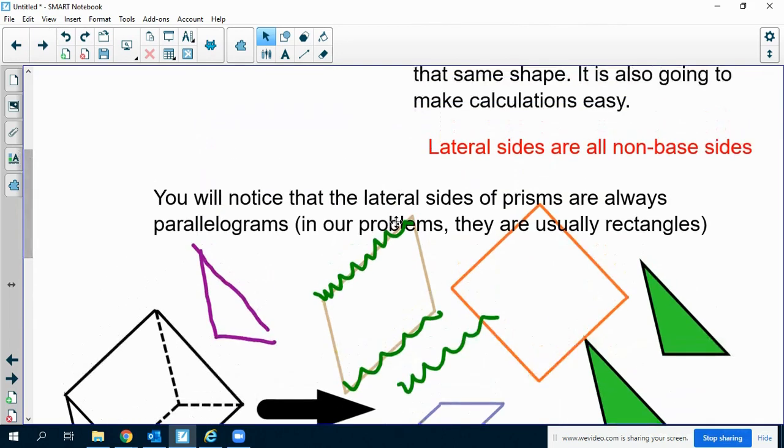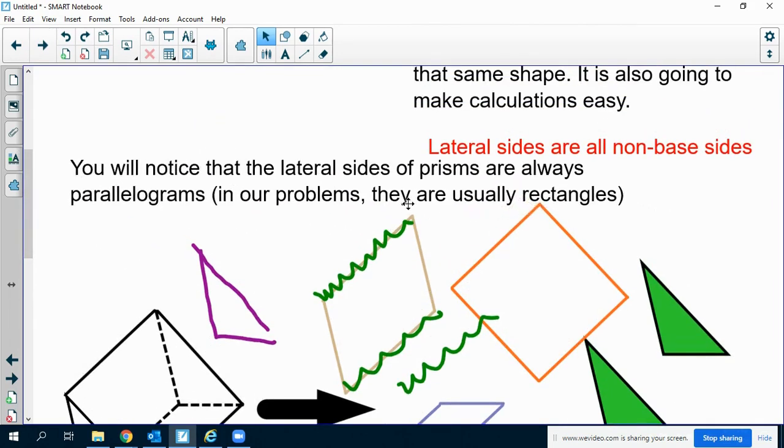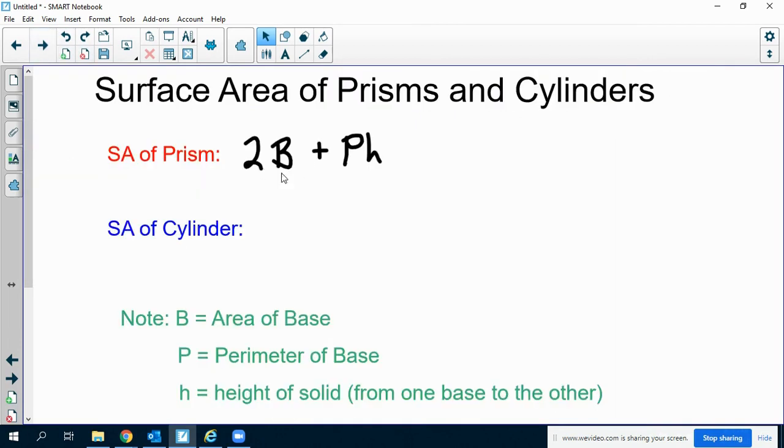Because remember, in these problems, the lateral sides are usually rectangles. So this is actually just a shorter way than finding the area of each individual thing. If you can get this formula down, you're going to end up making your life a little bit easier. So 2 times the area of the base plus perimeter of the base times the height.